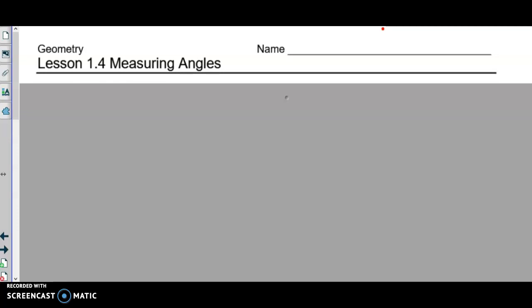Lesson 1-4 is measuring angles. Today you're going to learn how to make an angle, how to name an angle, how to measure or classify angles, and we're also going to talk about the angle addition postulate.